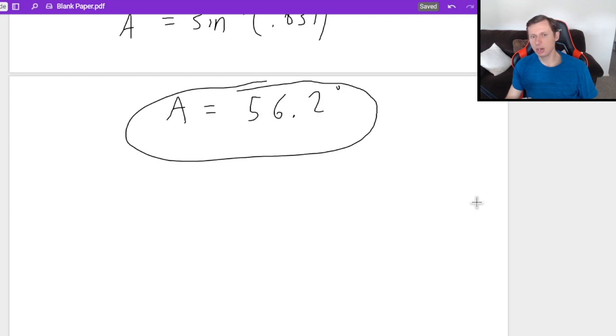So in the next video, we're going to be talking about the hardest case of all, which is the ambiguous case of the law of sines, which is an SSA triangle, which I would never, ever in a million years spell backwards. And so I'll cover that in that video.